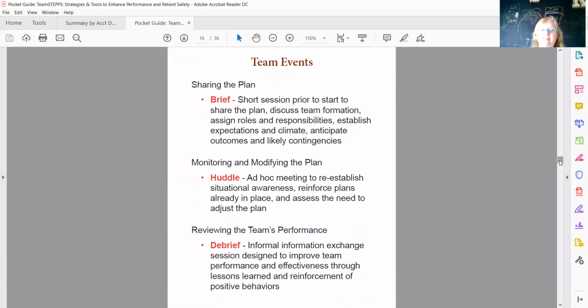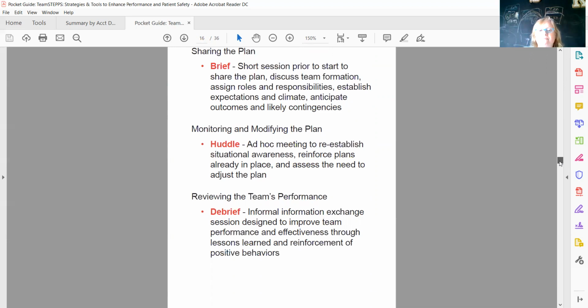They talk about team events and the kinds of things that can really be helpful. So first of all, sharing the plan, and they want you to have a brief, right? So a short session prior to the start or the sharing of a plan. Monitoring or modifying a plan, they talk about that huddle, and I know many of you are doing huddles at work. And then reviewing the team's performance, that's the debrief. So we have the brief ahead of time, we have the huddle that keeps us updated, and then we have the debrief.